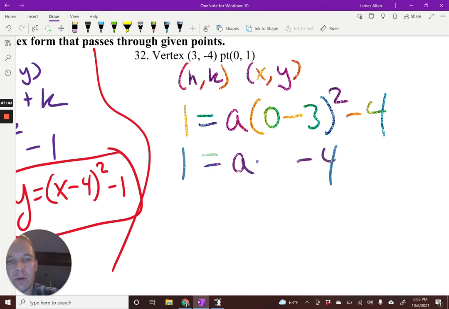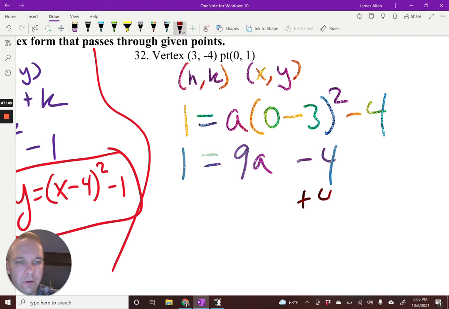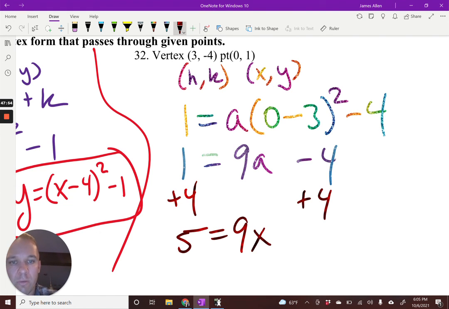So you could do a times 9, or you could do 9a. I think we might like that better. Maybe we'll even like this one better. All right, add 4. Add 4. I get 5 equals 9a. What am I going to do? Silly Mr. Allen. What am I going to do next?